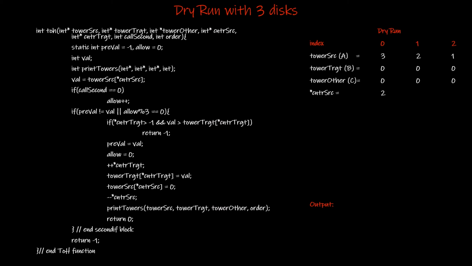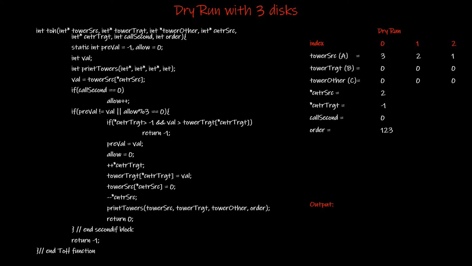This is because the source tower, which is in this case tower A, has the topmost disk at location 2. And the target tower is tower B, and there are no disks in this particular tower, and therefore it is set to -1. This is the first call from tower A, and therefore second is set to 0. The order is 1, 2, 3.